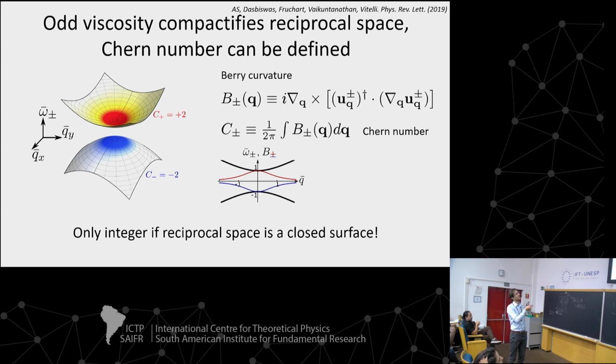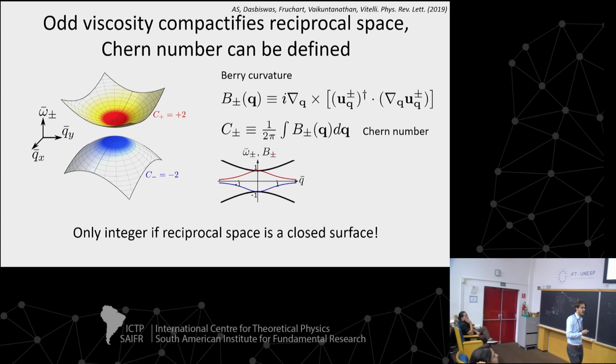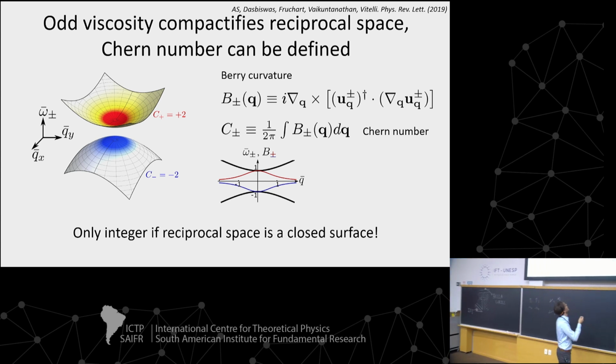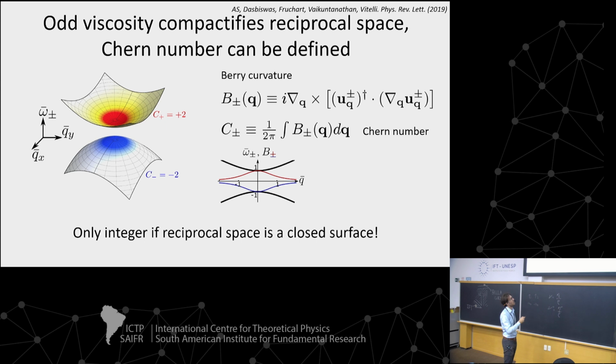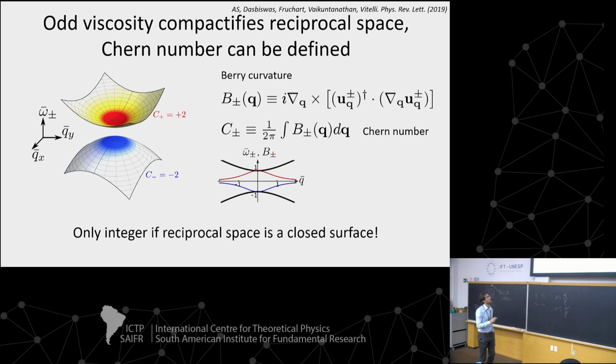It turns out that this is only possible in a fluid if you have both the Coriolis force and the odd viscosity. I won't talk too much about that, but the special thing about the Coriolis force is that it opens this gap here. What the odd viscosity allows you to do is to compactify this reciprocal space and compute this invariant in a well-defined way.